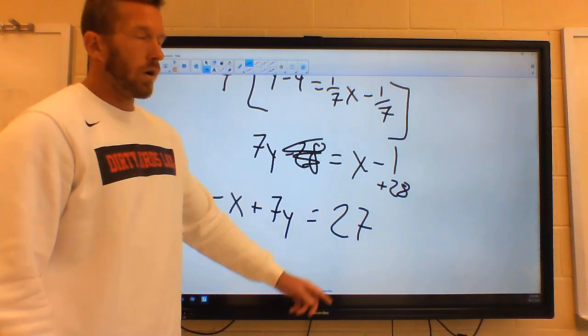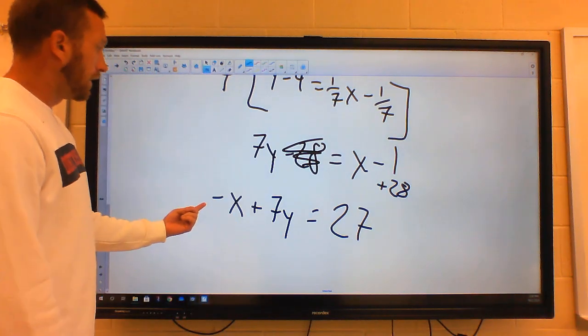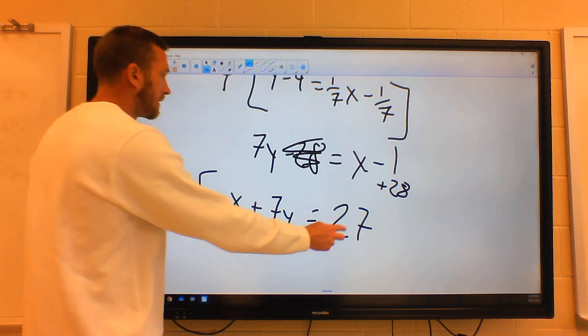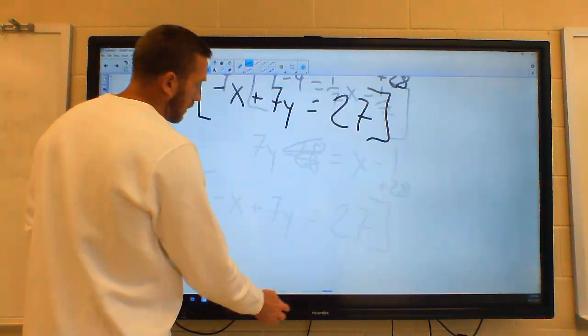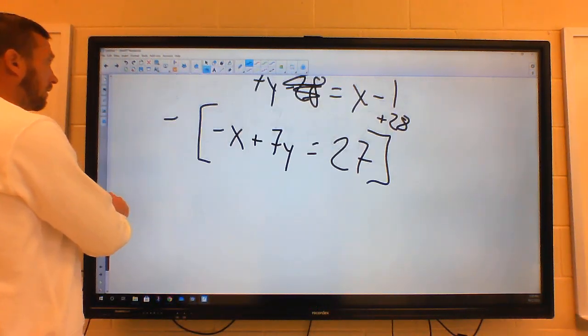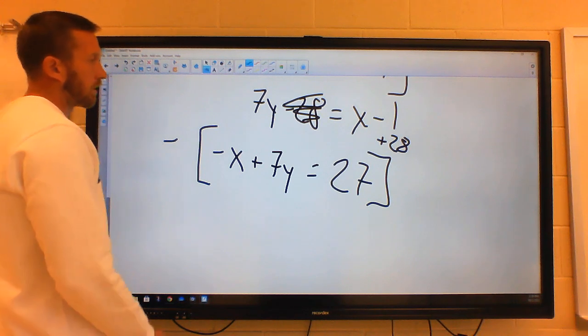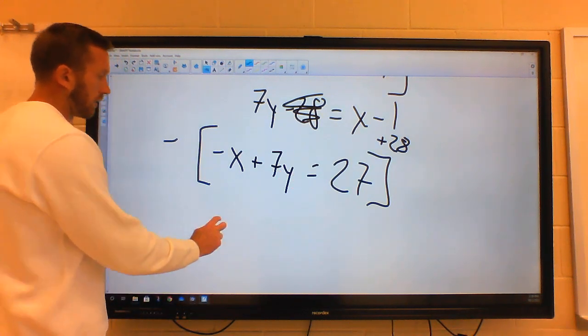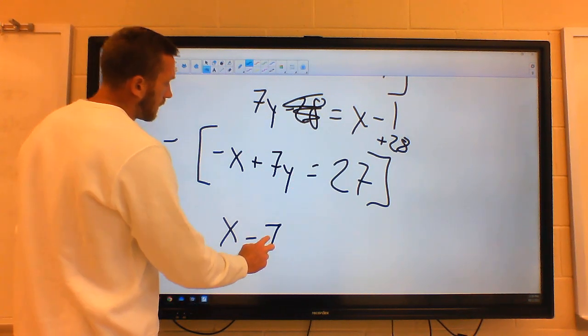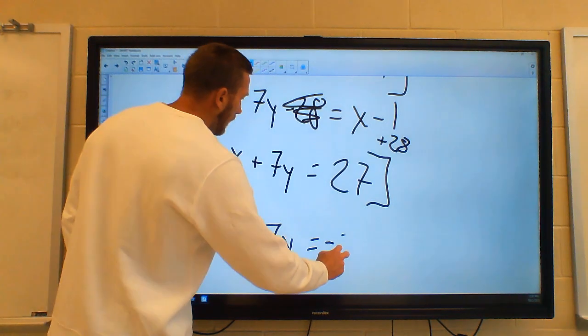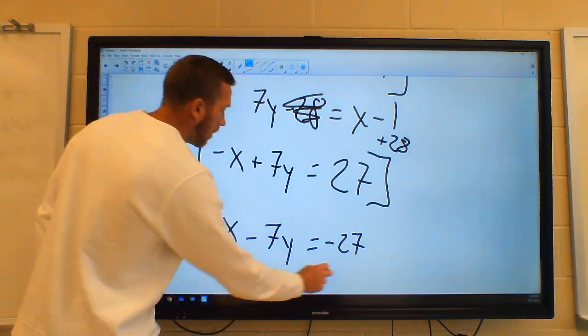Negative 1, 7, and 27 are all prime of each other, but we have an issue where the leading term is negative for a coefficient. So we want to negate every term in the entire equation. Positive x now minus 7y equals negative 27.